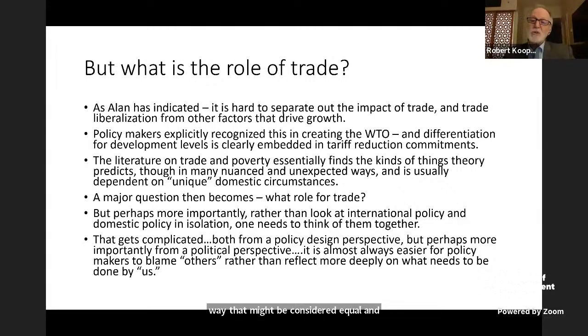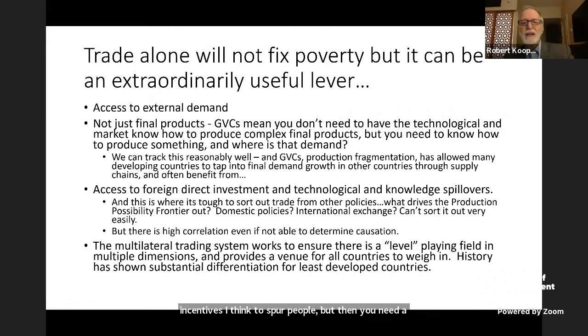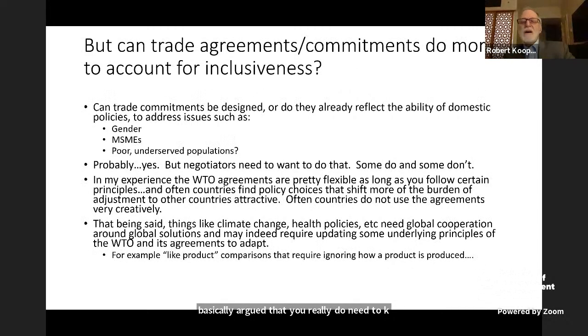And they probably shouldn't be equally shared across all sectors. You have to have incentives, I think, to spur people. But then you need a safety net. And we did some work with the IMF and the World Bank a few years ago that basically argued that you really do need to create a safety net that helps you adjust not just to trade policy changes, but to changes in technology, changes in demographics and the geographic distribution of your workforce or your households, and changes in consumer preferences.